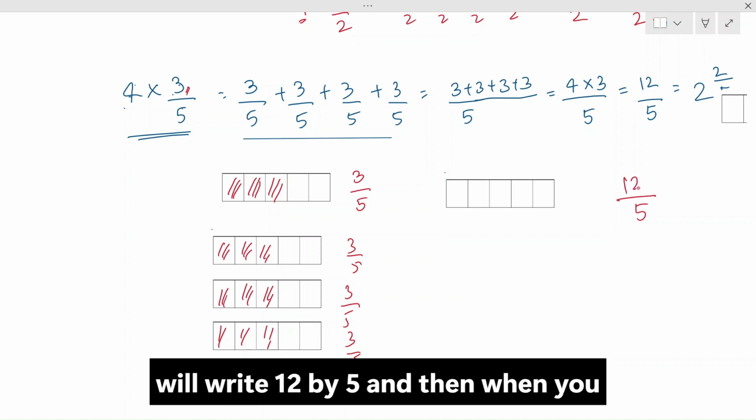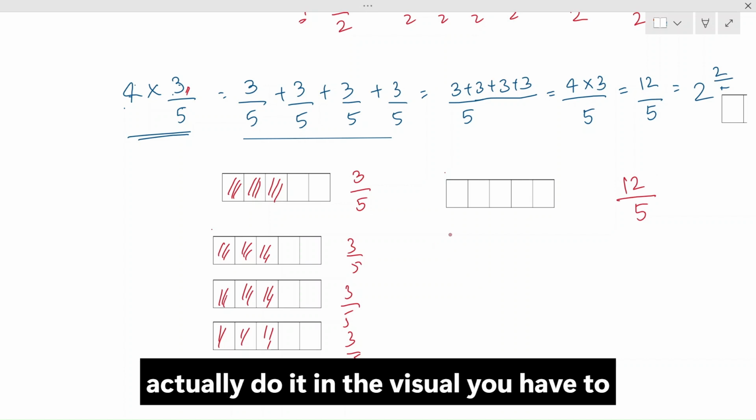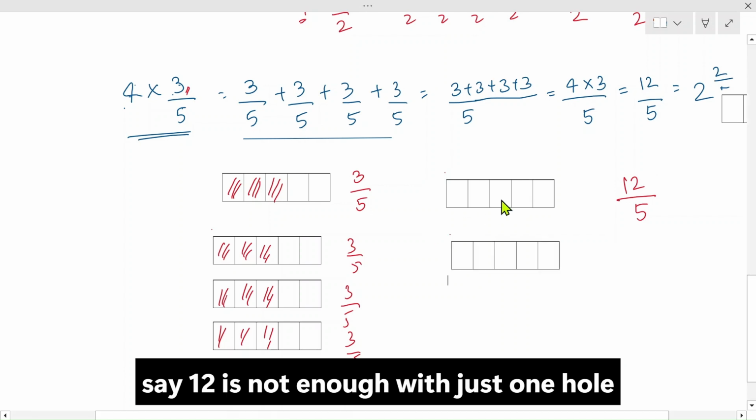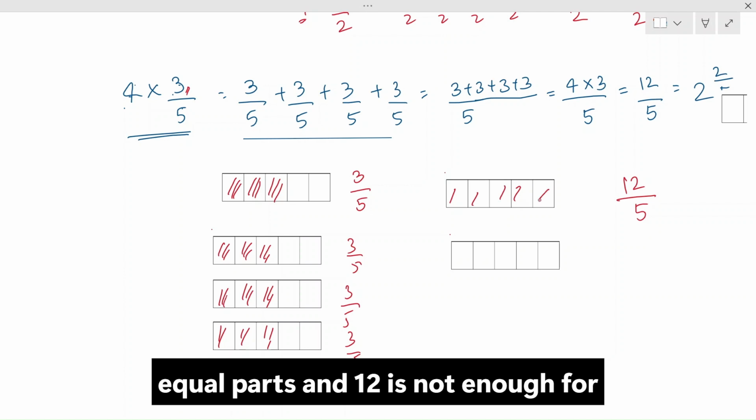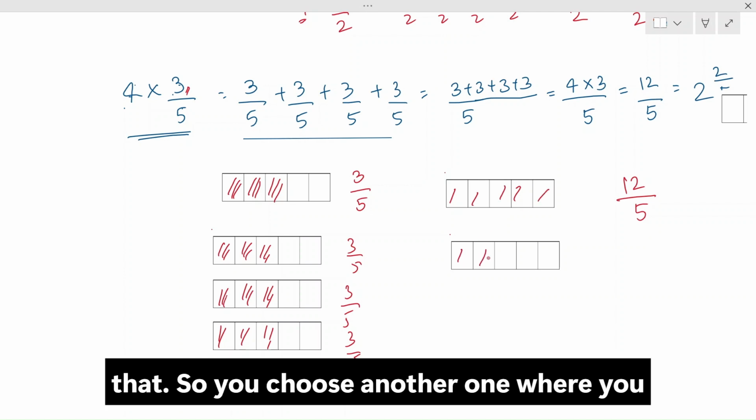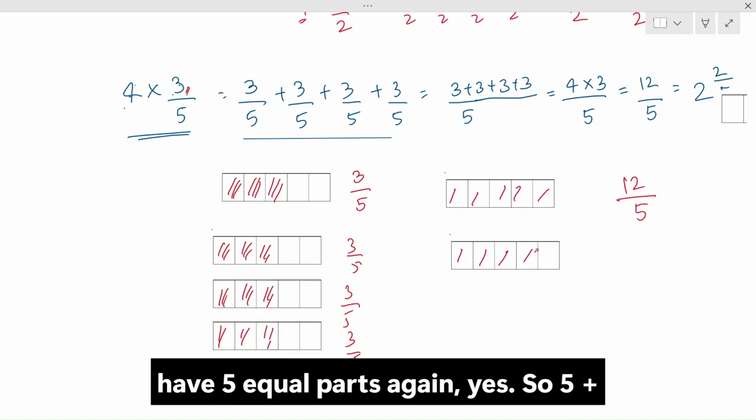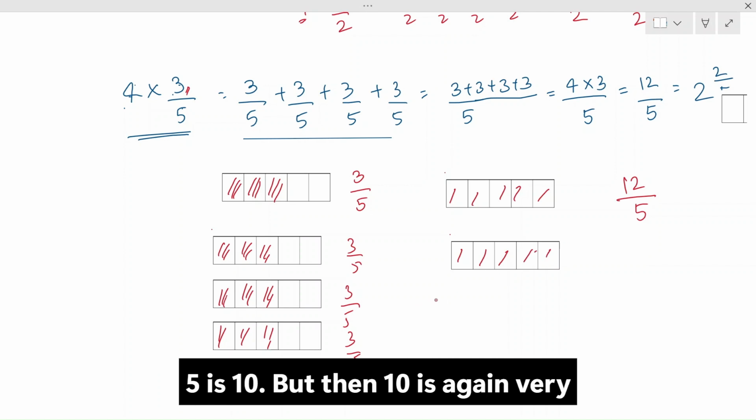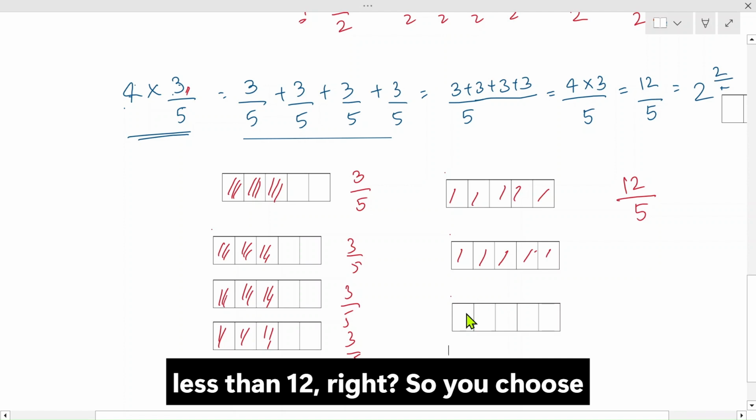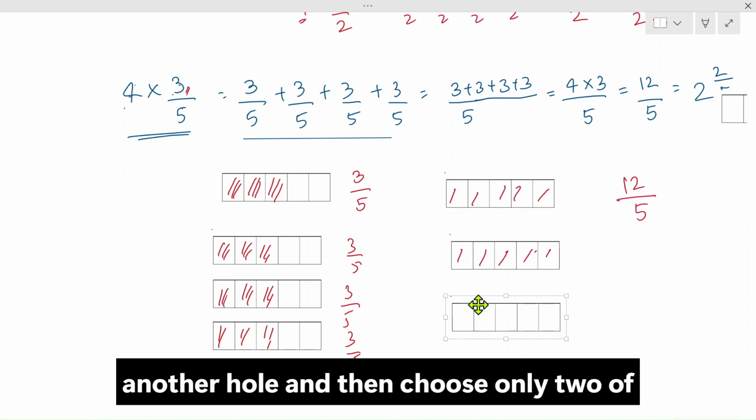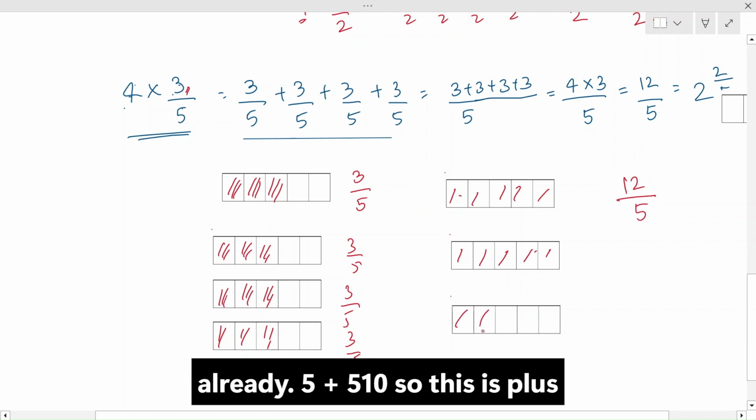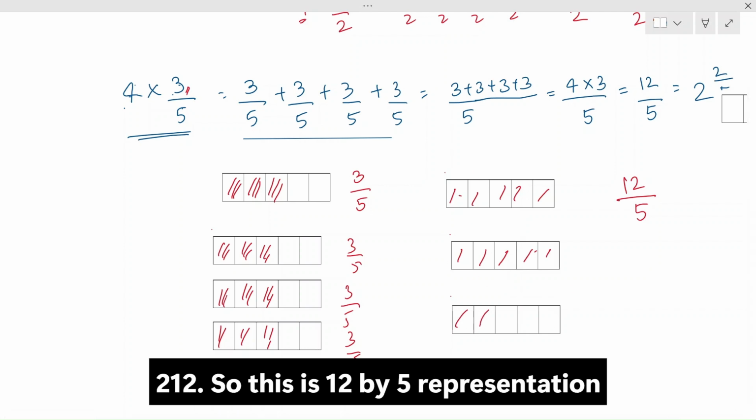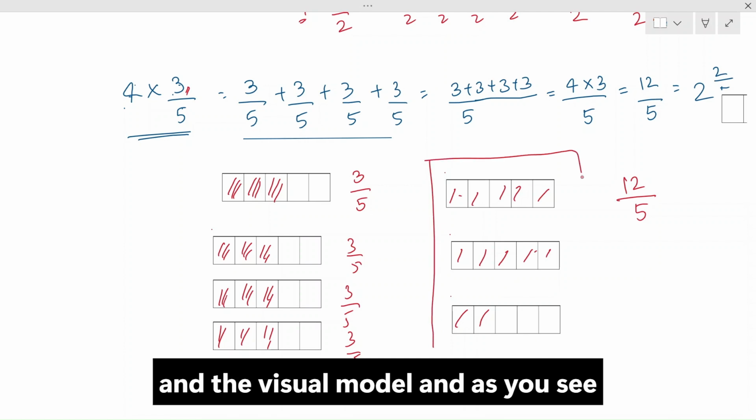So then you will write 12 by 5, and when you do it in the visual, you have to say 12 is not enough with just one whole, because in one whole you have only 5 equal parts. So you choose another one where you have 5 equal parts again. So 5 plus 5 is 10, but 10 is again less than 12, right? So you choose another whole and then choose only two out of it. Why? Because you have already taken 5 plus 5, 10, so this is plus 2, 12. So this is the 12 by 5 representation in the visual model.